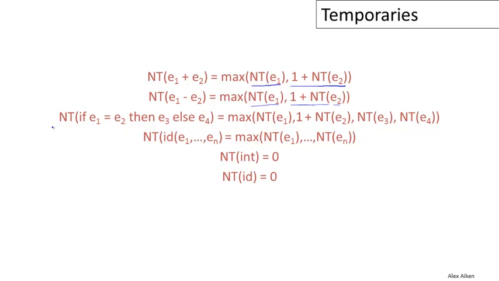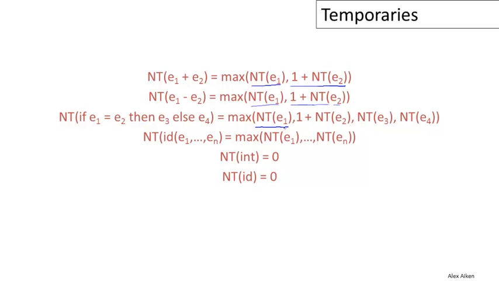Now, for an if then else, well, what do we need? It's going to be a max again. It's going to be a max over some number of different quantities. How many temporaries might we need? Well, we might need as many temporaries as are needed to evaluate E1. We certainly need at least that many. All right, so if E1 takes a certain number of temporaries, the whole if then else is going to require at least that many temporaries.